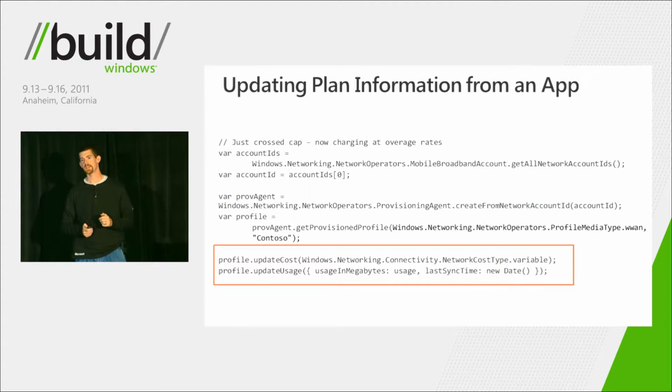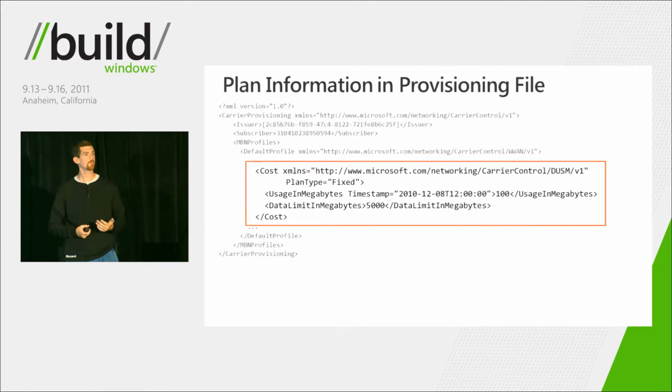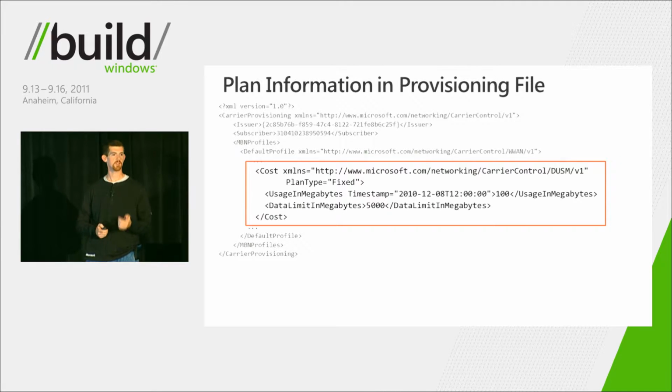So to give some examples, if you want to update it from the app, we have the update cost and update usage APIs. If you're providing it in the provisioning file, then within either a mobile broadband or a Wi-Fi profile, you can include the new cost element to describe what the user's usage is, when that usage was current, and the cap, and all of that information is part of the XML schema that goes into the provisioning file.